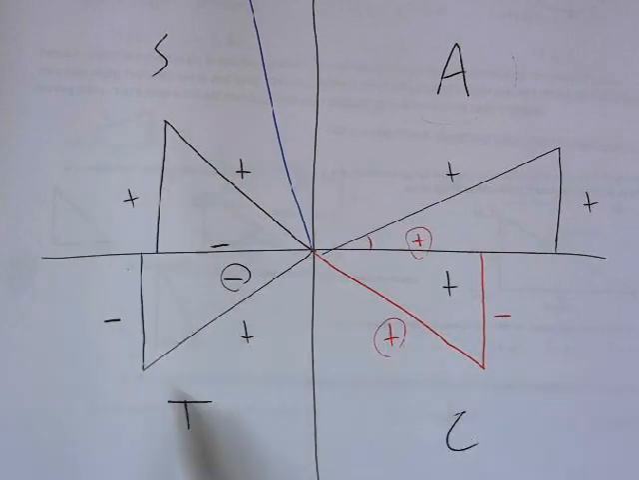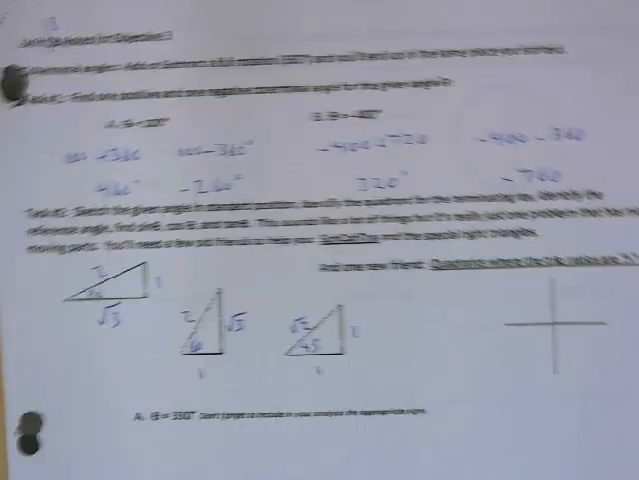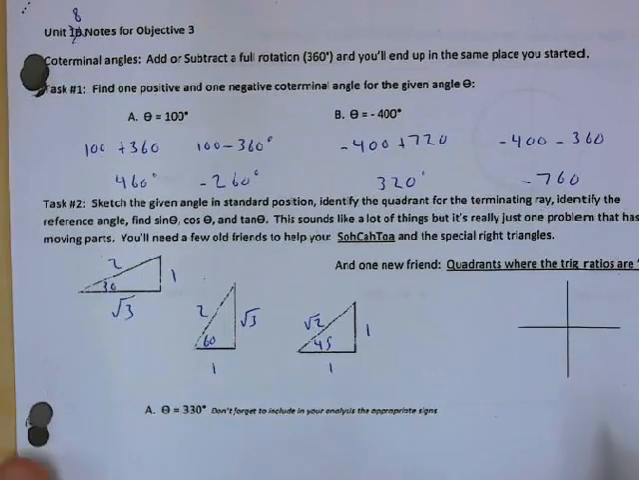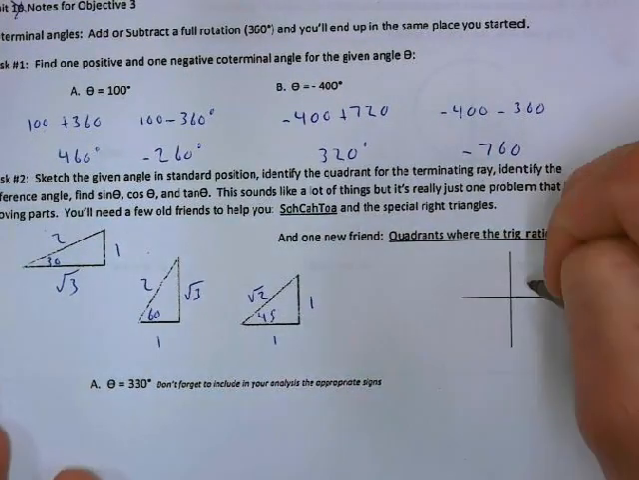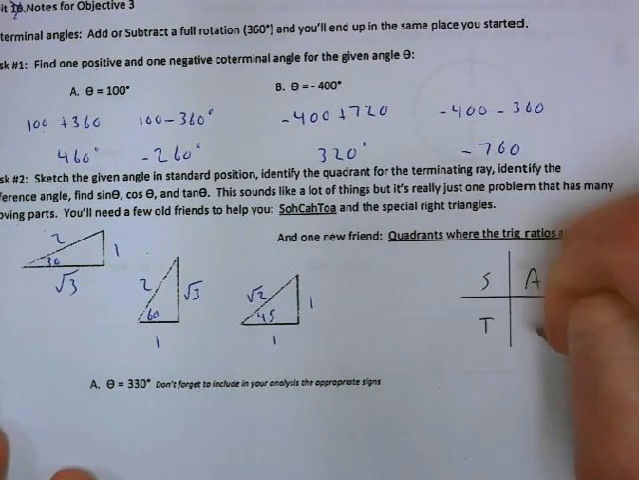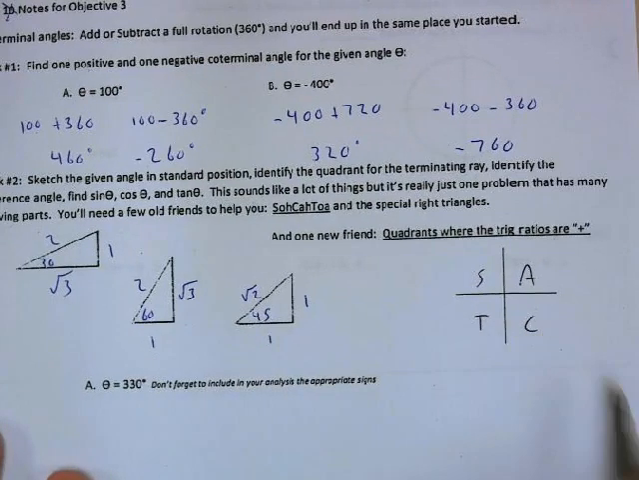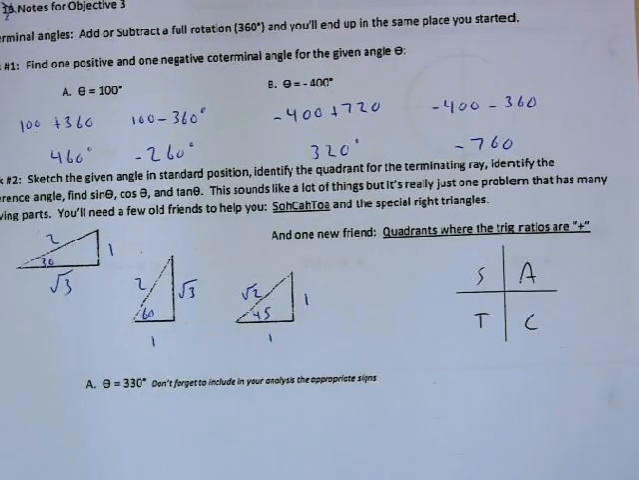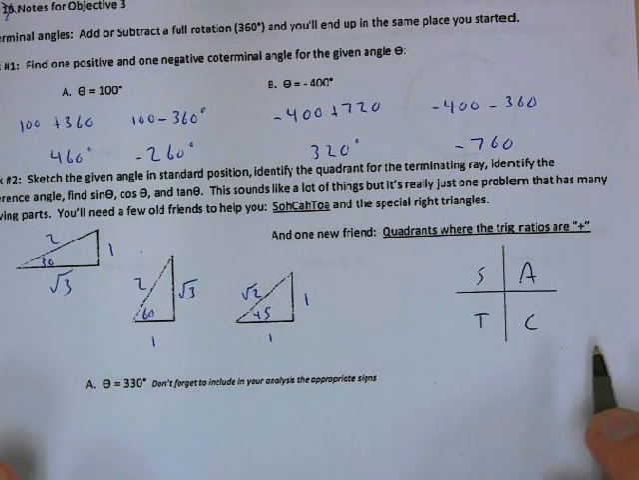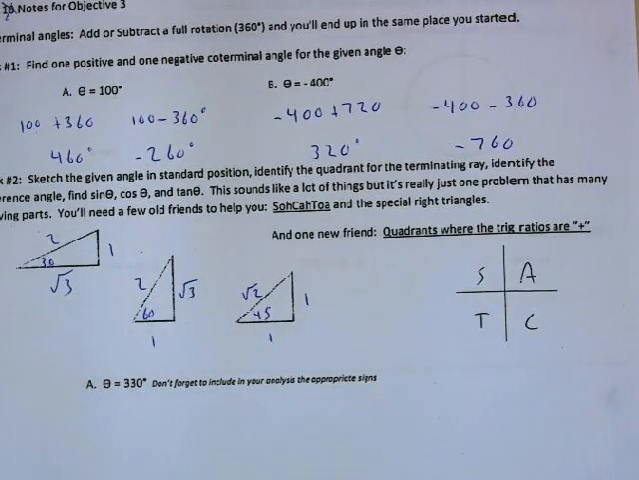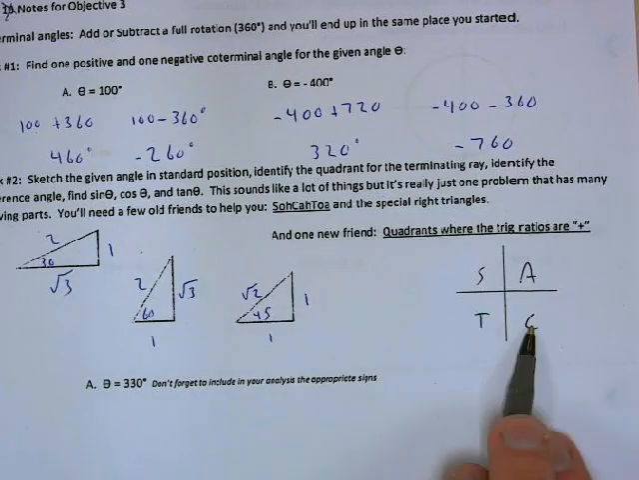All students take calculus. So when we get a little axis like this, that's what we want to put. It's just A, S, T, C. So all students take calculus, or all students text in class, if that's easier to remember. Okay, and then that tells us which trig functions are positive and negative in which quadrants. All right, so now we have all the tools that we need to start solving these problems here. Like it says, don't forget to include the appropriate signs. That's where this comes in.